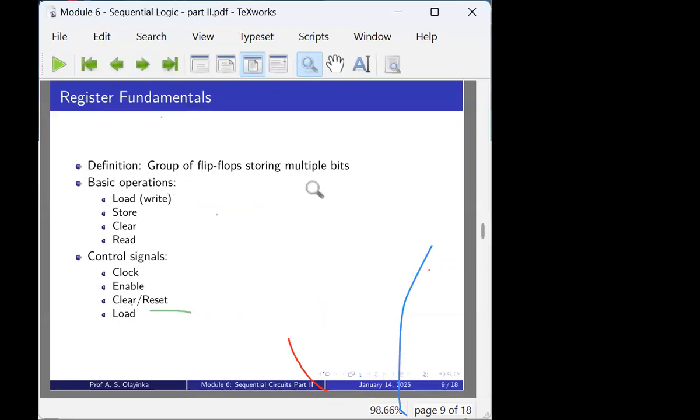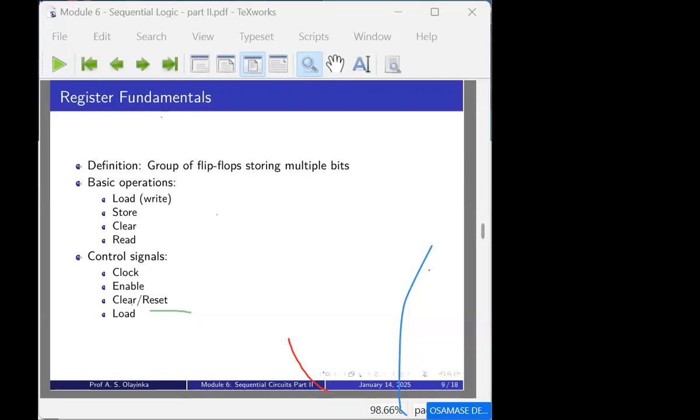Now, let's look at register this time around. When we talk about register, we're talking about a collection of flip-flops that are used to store multi-bit data. When we talk about register, we're talking about a collection of what? Flip-flops. And they are used to do what? To store multi-bit data.